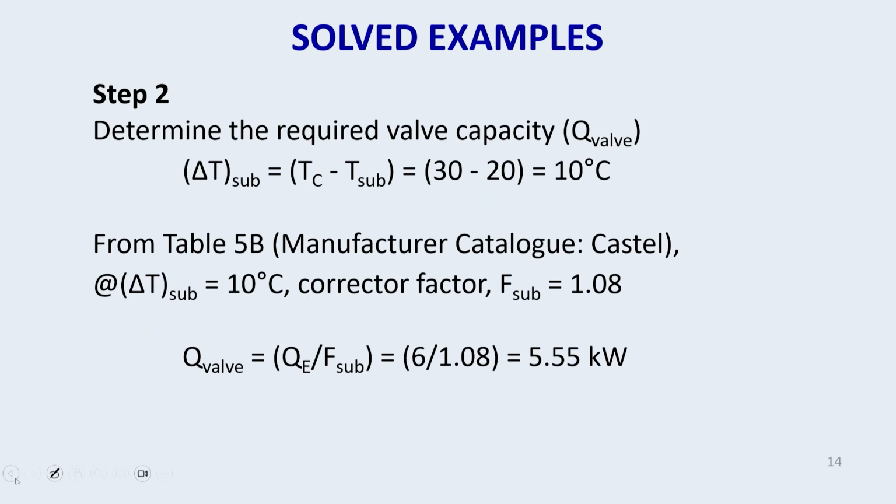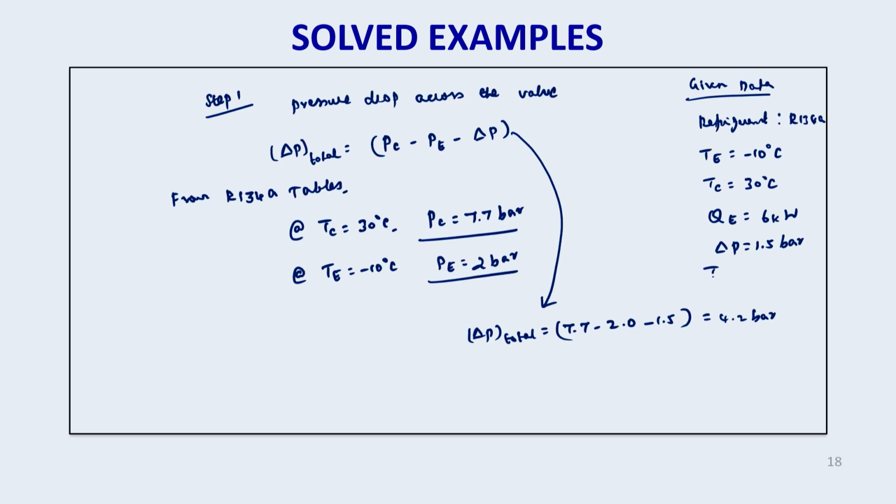The second step is to determine the required valve capacity. Condenser temperature we know is 30. The subcooling temperature is also given in the question. Temperature of subcooling is given as 20 degrees centigrade.